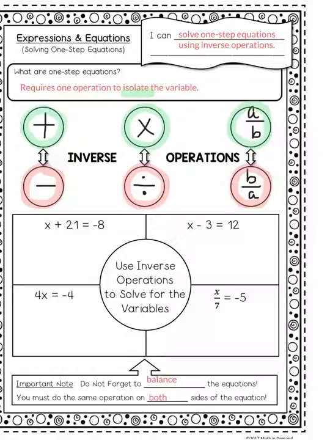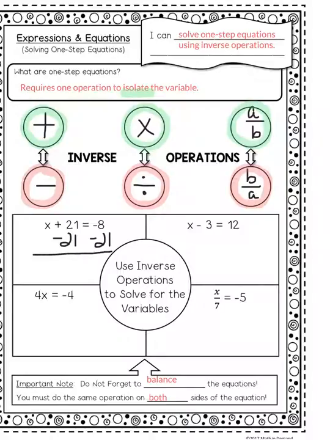Let's look at a few examples. The first problem says x plus 21 is equal to negative 8. Okay, we want to get the x by itself. So I'm going to undo the plus 21 by subtracting 21 from the left side of the equal sign and then subtracting 21 from the right side of the equal sign.